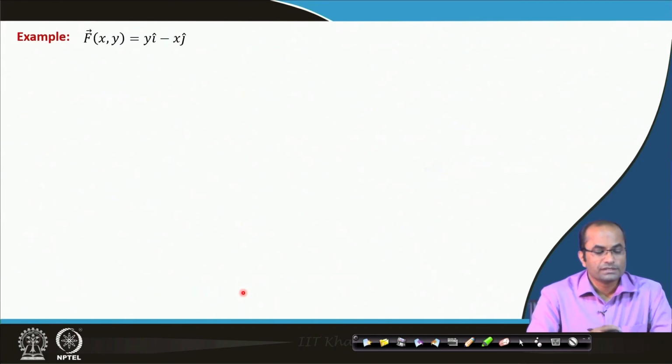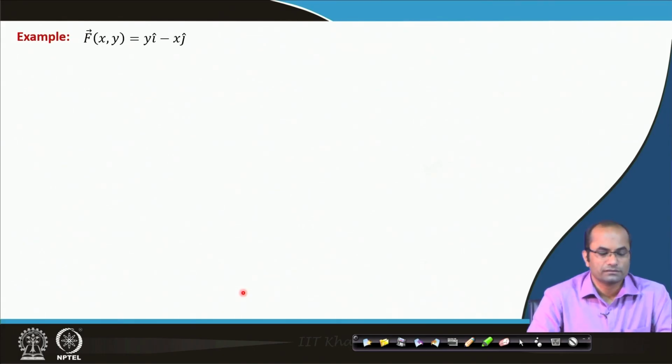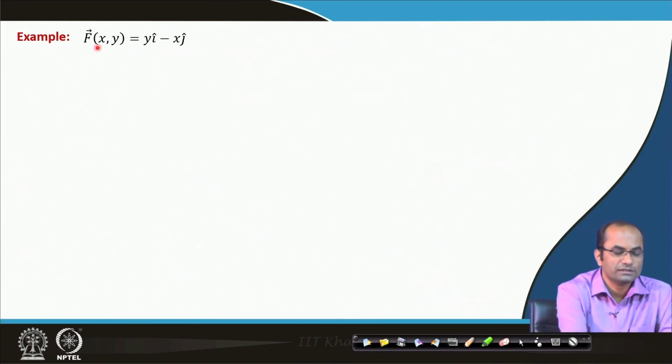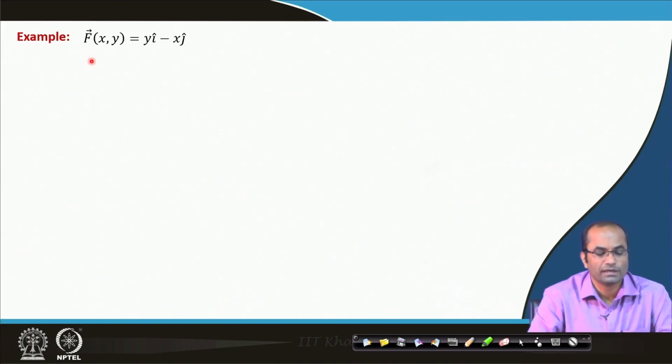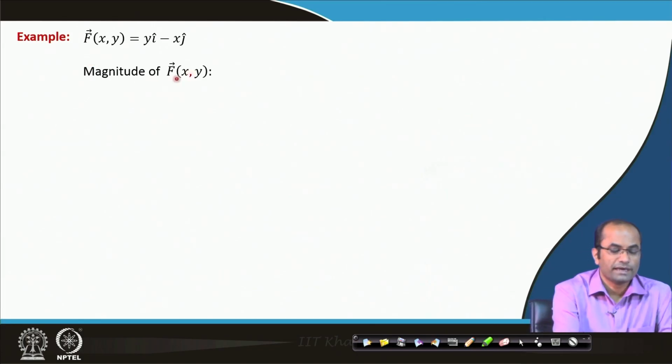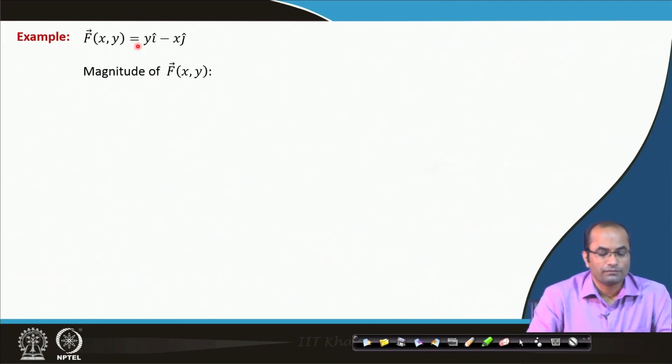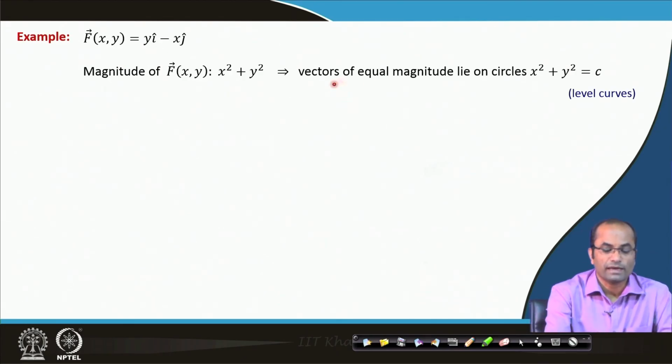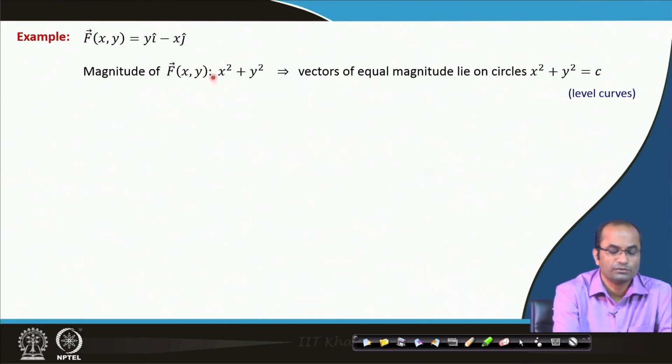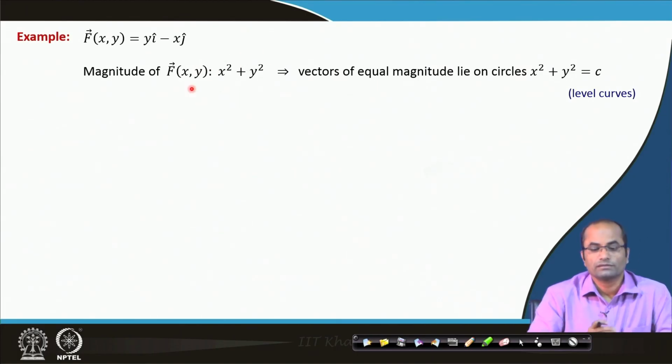Now, the question is how to visualize these vector fields. That is another important component, which we will discuss through this example. Let us consider that the vector field is given by F = y i minus x j. What is important is that the magnitude of this function F at (x, y) is given by x square plus y square. So, we can note that the vectors of equal magnitude lie on the circle x square plus y square is equal to c, because the magnitude is c.